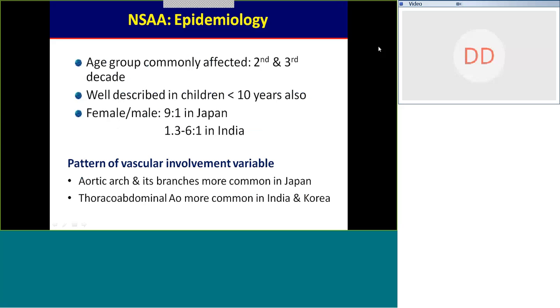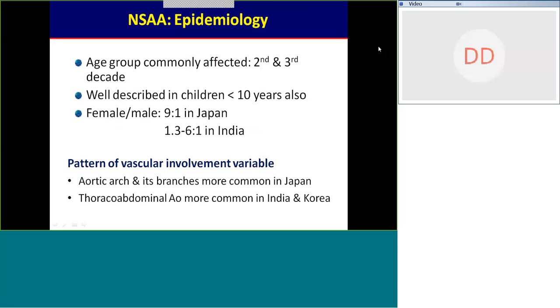It is commonly seen in second and third decade, but it has been well described in children under 10 years. And when we analyze our data, we found a lot of patients were under 12 or 13 years of age. It is far more common in females than in males. And although the ratio has been described as 9:1 in Japan, from India, there are various series, and most of them would say something like 2 to 6 times more common in females than in males.